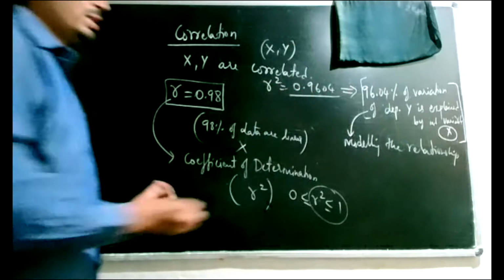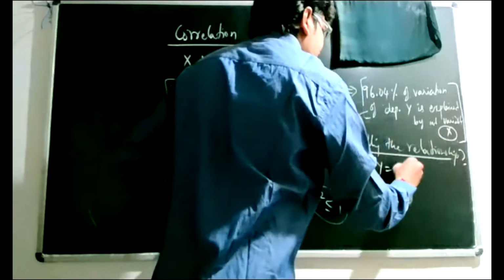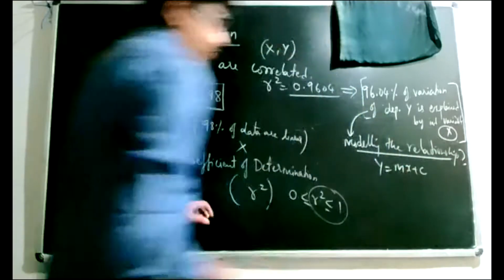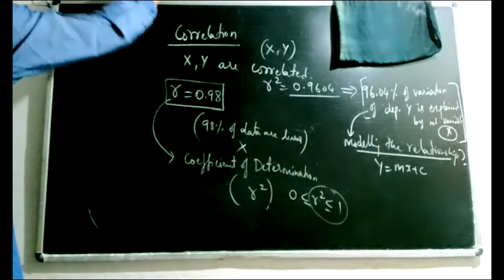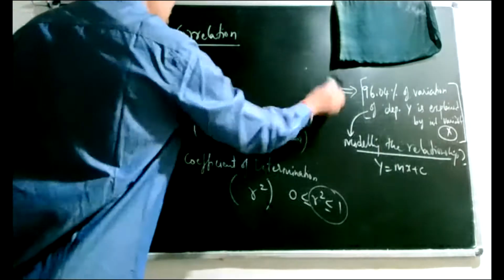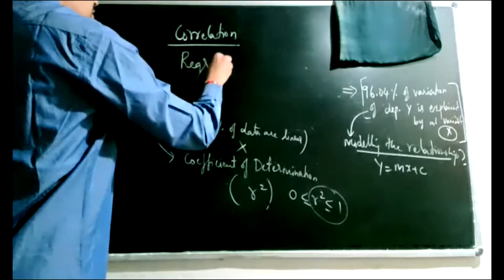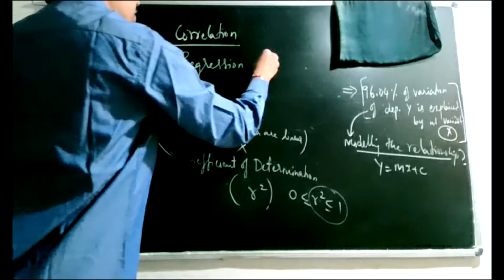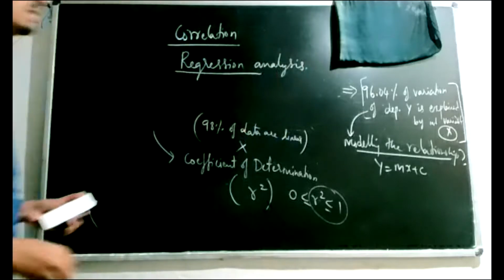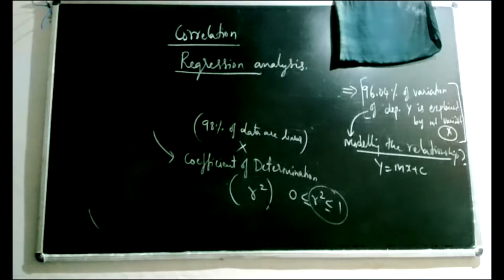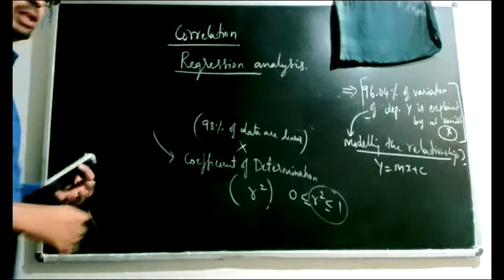Then what is the actual equation of that relationship? That is obtained by the next part of the analysis, called regression analysis. Usually regression and correlation analysis are done together. When we say there is high correlation, we do regression analysis. Even in case of low correlation, you could come up with an equation.